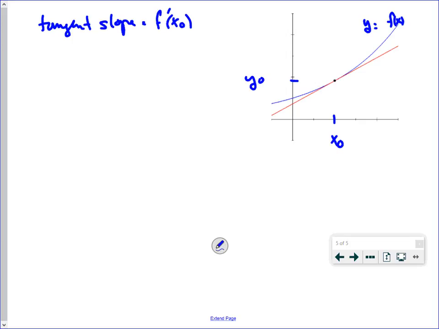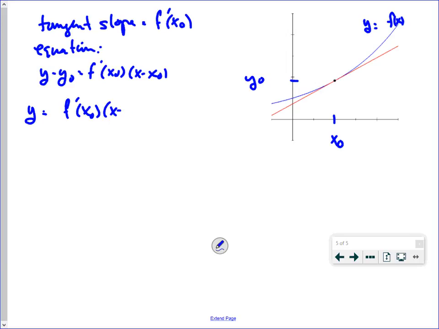I've drawn a differentiable function here, so the tangent slope at this particular spot will be f prime of x0. And what is the equation of the tangent line? Okay, well, it's y minus y0 equals the slope times x minus x0. Or y equals f prime of x0 times x minus x0 plus y0. So this is the equation of the tangent line, the red line I've got there.